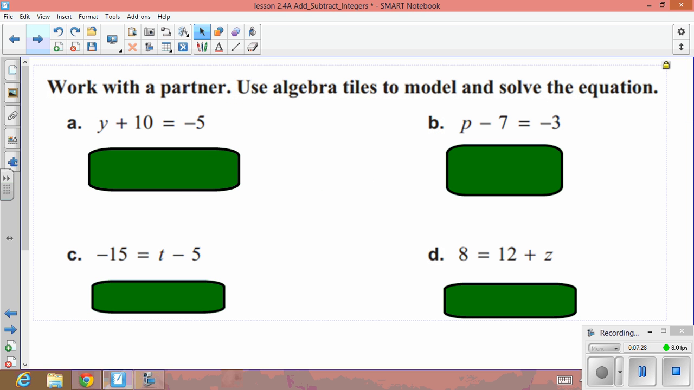I have 4 examples here for you. What I'd like you to do is try to solve these on your own, and I will go over them for you step by step.